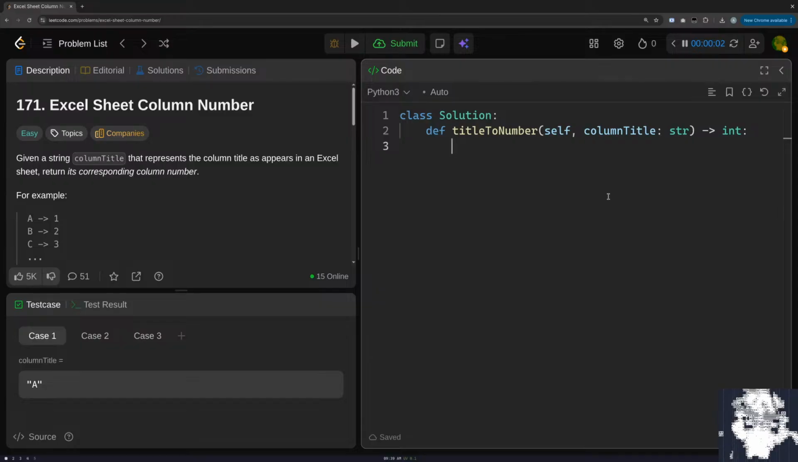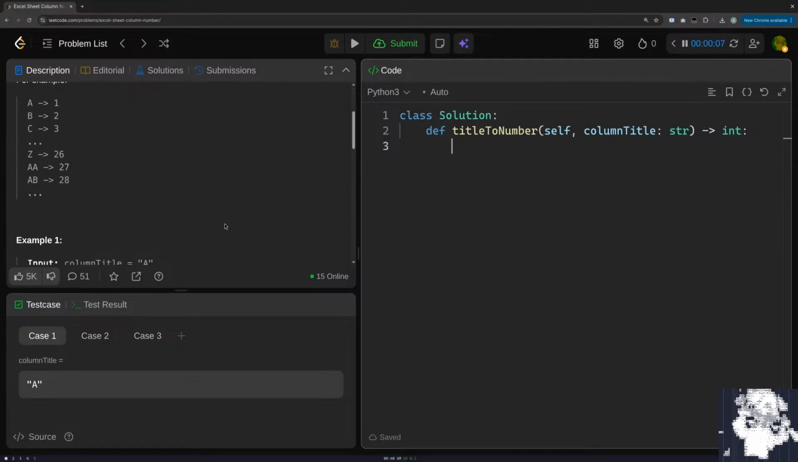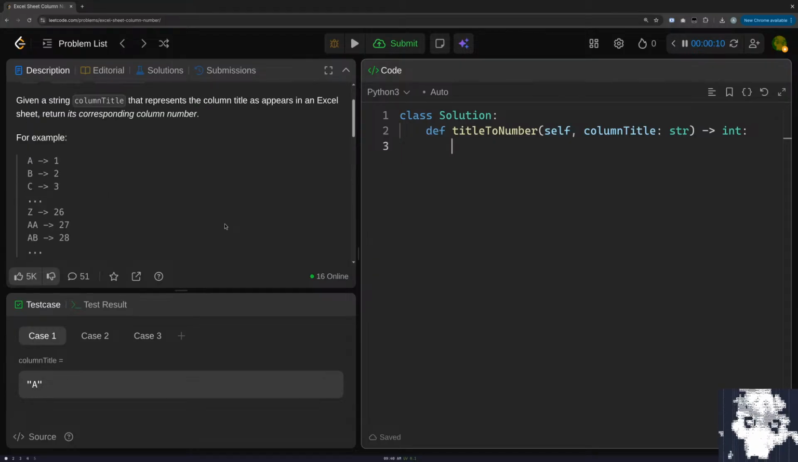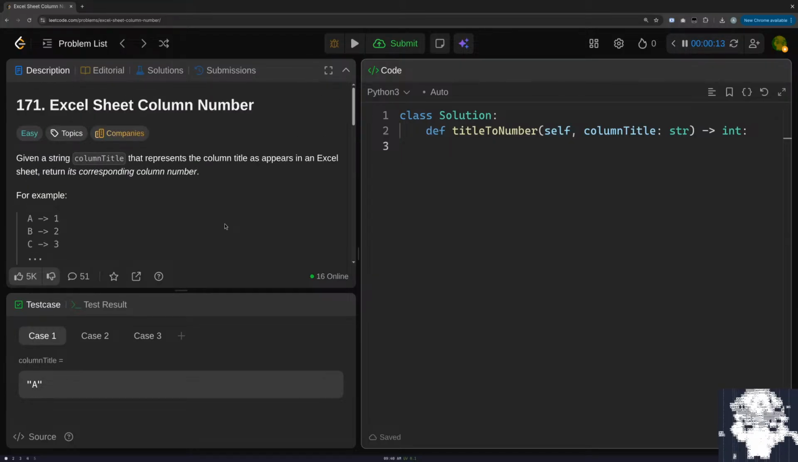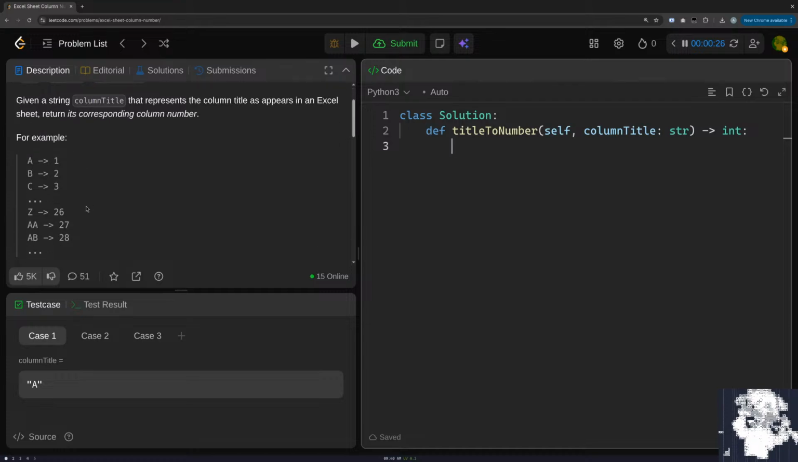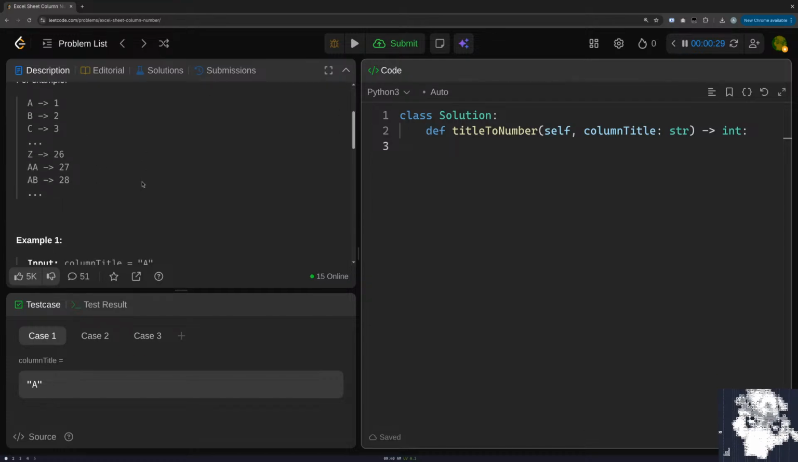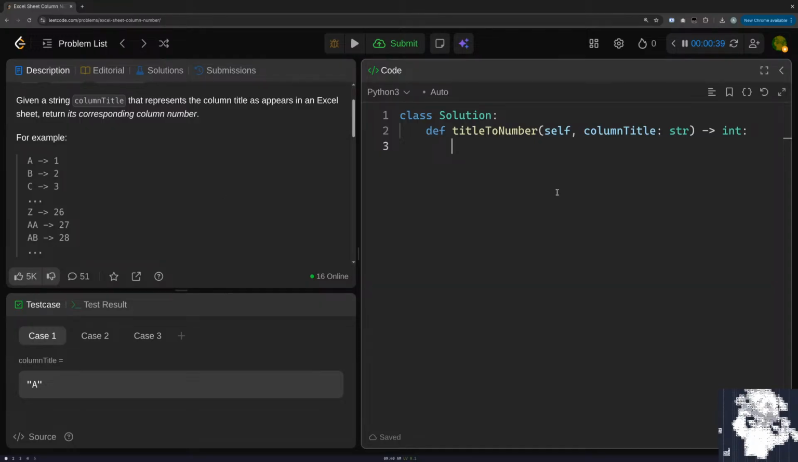Number 171, Excel sheet column number, easy. No, we already did this. No, we didn't do this. We did it the other way around. Given a string column title that represents the column title as appears in an Excel sheet, return its corresponding column number. For example, A goes to 1, B goes to 2, C goes to 3, etc. Z goes to 26, AA goes to 27, AB goes to 28. Okay.